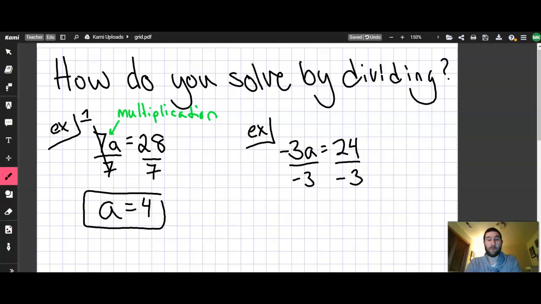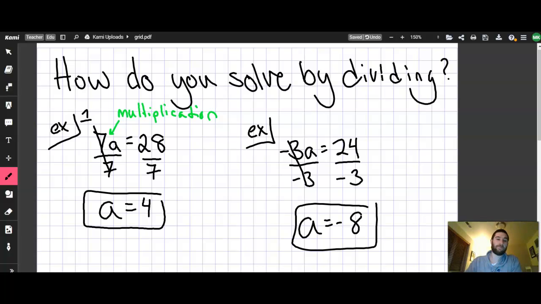It doesn't matter if it's positive or negative. Anything divided by itself is 1. So they cancel out, leaving a to equal whatever 24 divided by negative 3 is. If you work it out, what you end up seeing is that 24 divided by 3 is 8, and then a positive divided by a negative is a negative. So we have a is equal to negative 8.